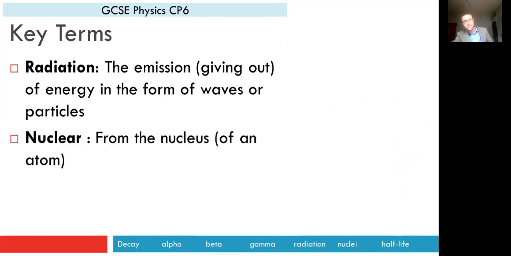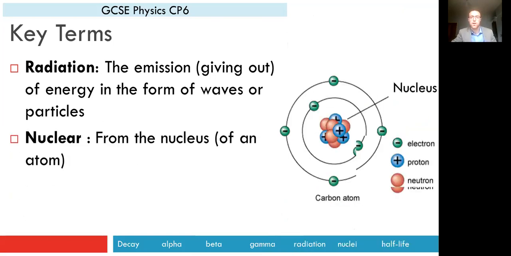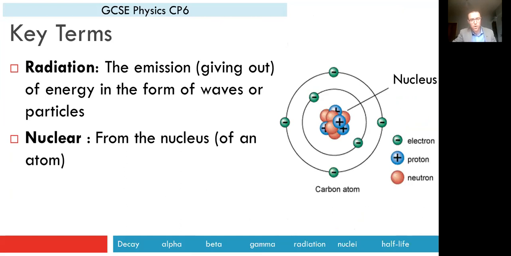Now, nuclear means from the nucleus, from or of the nucleus, in this case of an atom. Here's Niels Bohr's nuclear model of an atom. We have a small, dense nucleus in the center of the atom made of protons and neutrons, positively charged protons and neutrons, surrounded by electron shells in which negatively charged electrons orbit. The nucleus is the bit in the middle. Nuclear means from or of the nucleus.